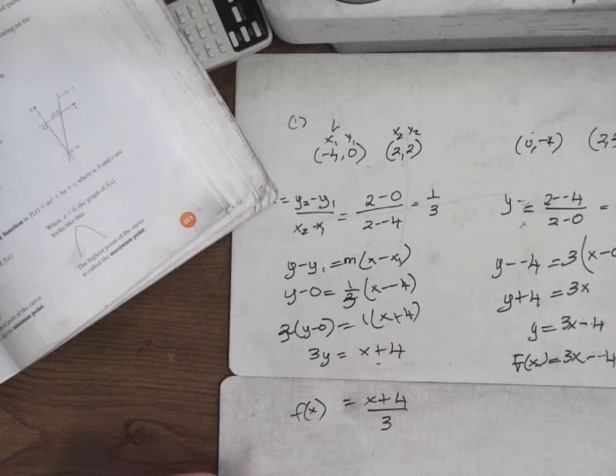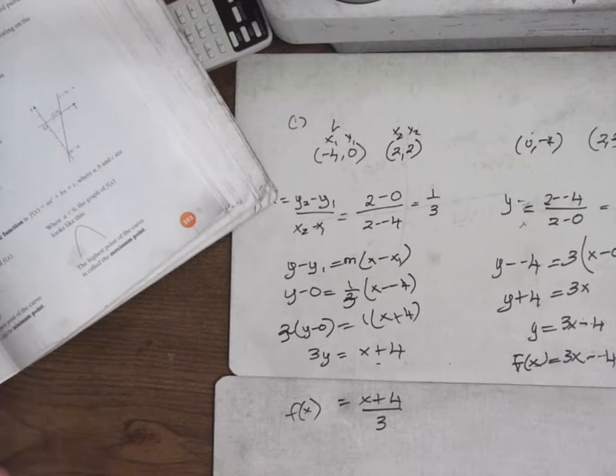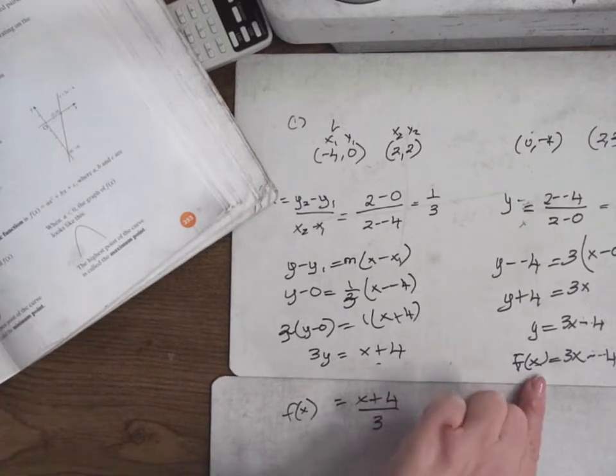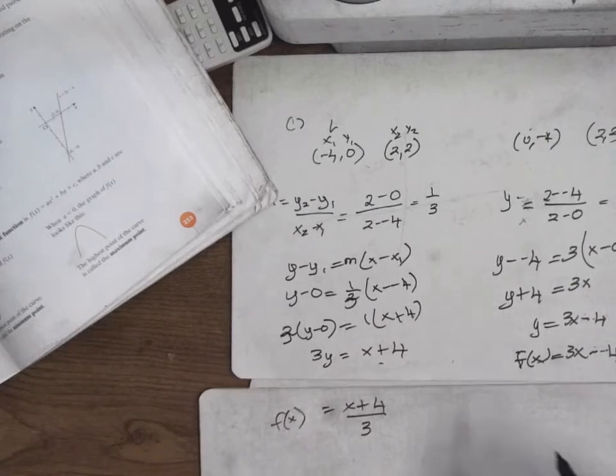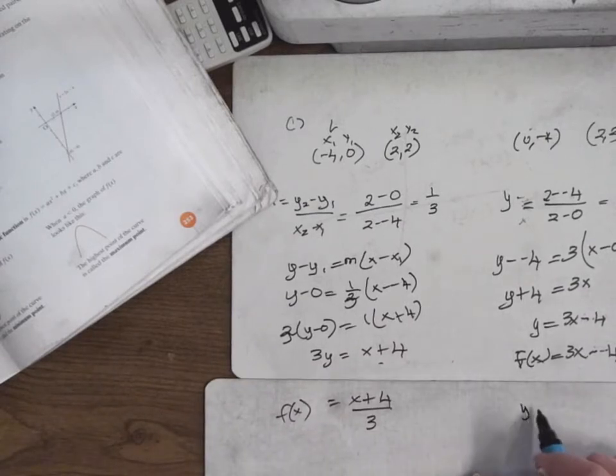Is that okay? So then I have to get the inverse. Part 2 says I have to show that one function is the inverse of the other. I think this one is the easiest to get the inverse of, isn't it? It really doesn't matter. So this is y equals 3x minus 4.